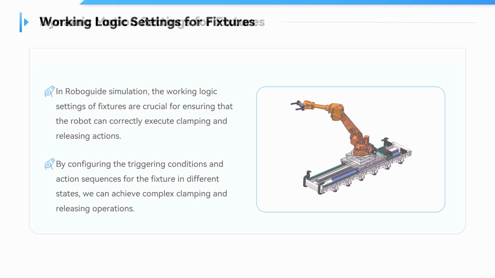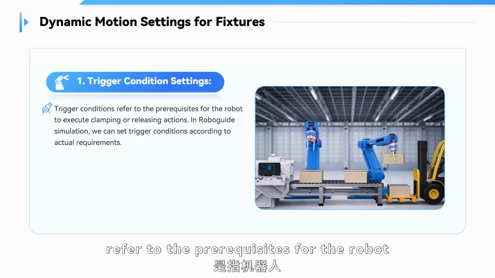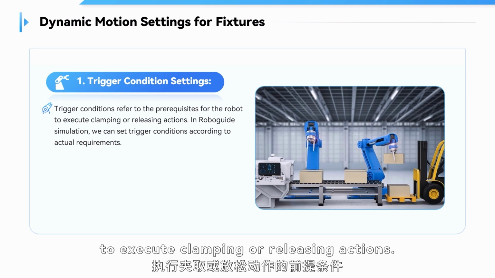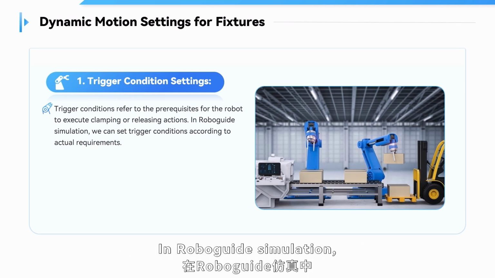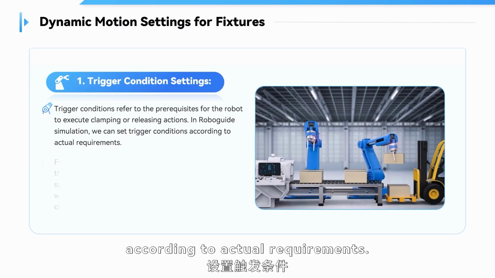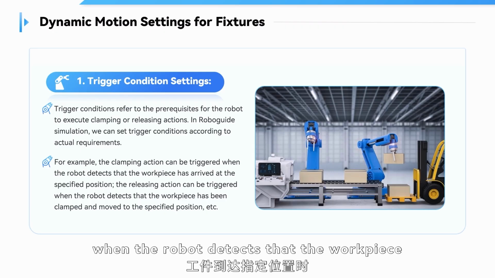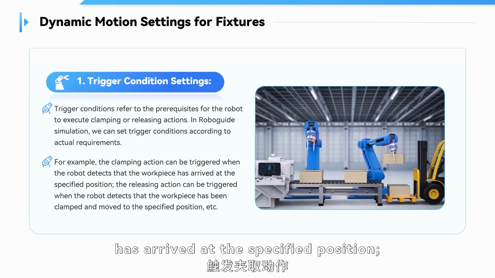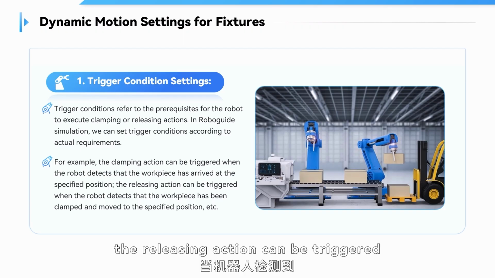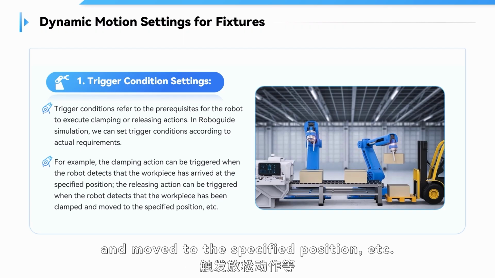operations. 1. Trigger condition settings. Trigger conditions refer to the prerequisites for the robot to execute clamping or releasing actions. In RoboGuide simulation, we can set trigger conditions according to actual requirements. For example, the clamping action can be triggered when the robot detects that the workpiece has arrived at the specified position. The releasing action can be triggered when the robot detects that the workpiece has been clamped and moved to the specified position, etc.